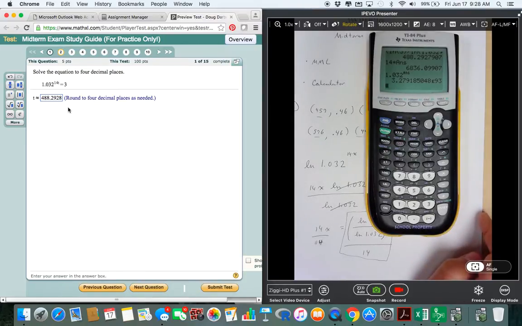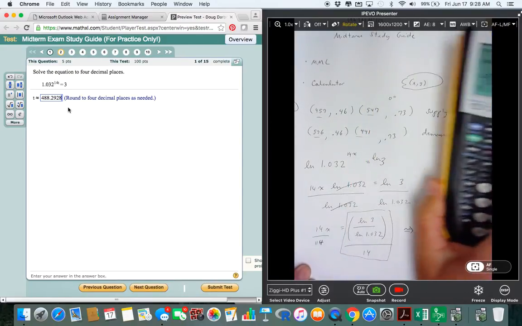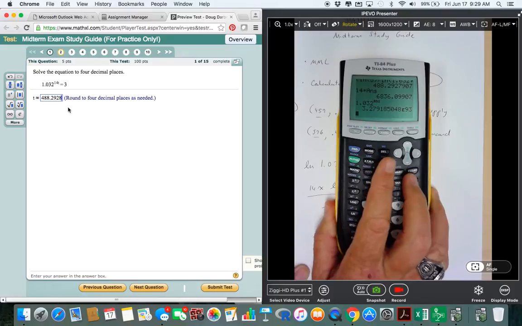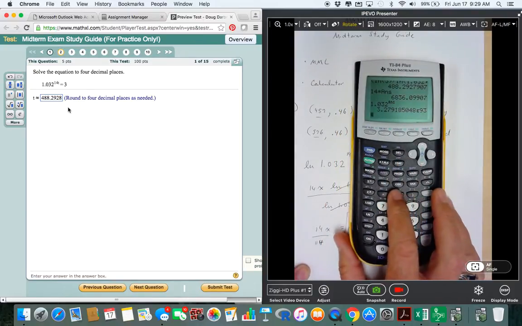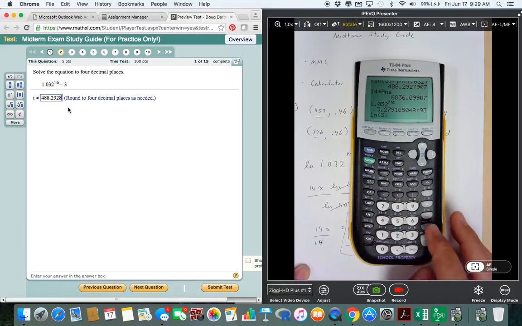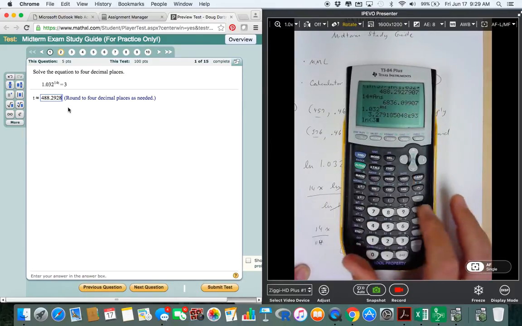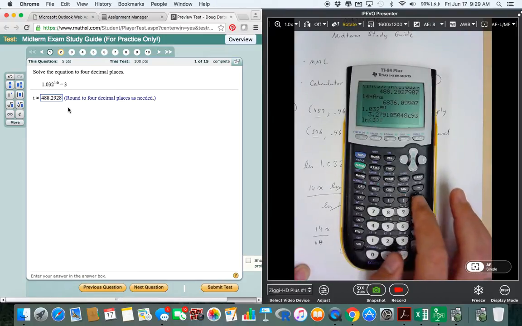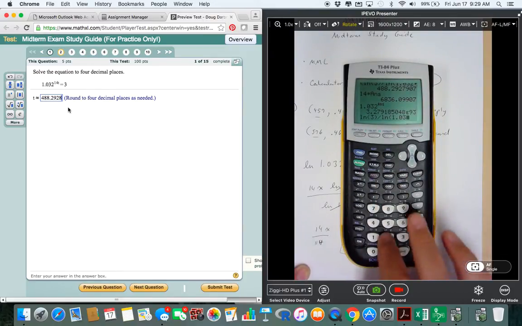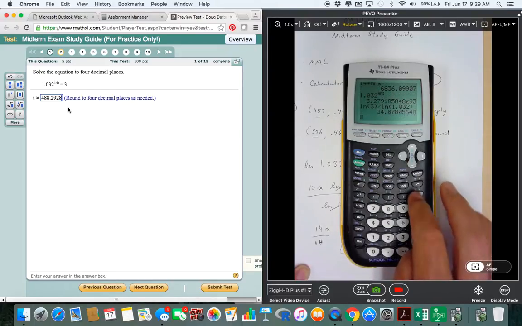Did I see something incorrect here? Actually, I'm kind of glad that happened. What did we do wrong there? Natural log divided by 14. So I must have typed something incorrectly. So let's do this. Let's just take the natural log of 3 divided by the natural log of 1.032. And then I'll divide that by 14.